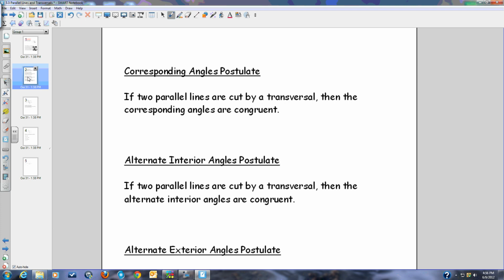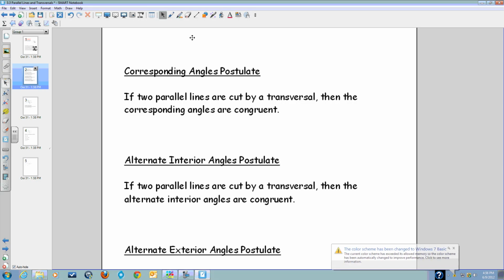This is just a list of postulates that we're going to be taking a look at. If two parallel lines are cut by a transversal, then the corresponding angles are congruent. That's called the corresponding angles postulate. The alternate interior angles postulate states if two parallel lines are cut by a transversal, then the alternate interior angles are congruent. So this just basically gives us names of the postulates that we just used on the previous page.